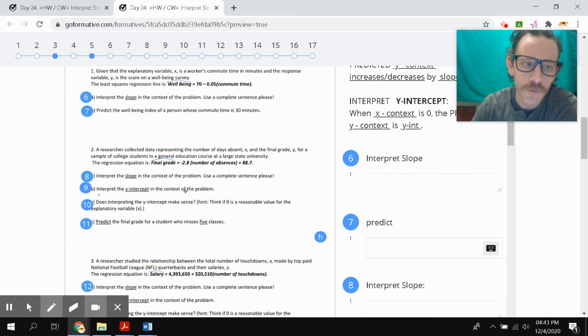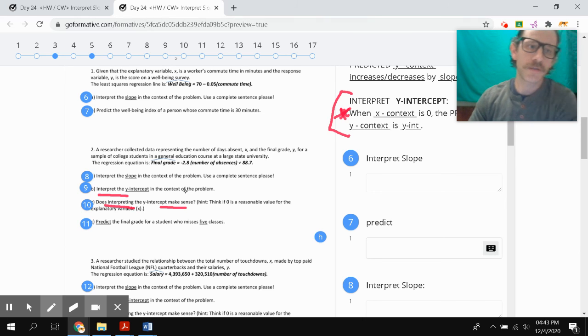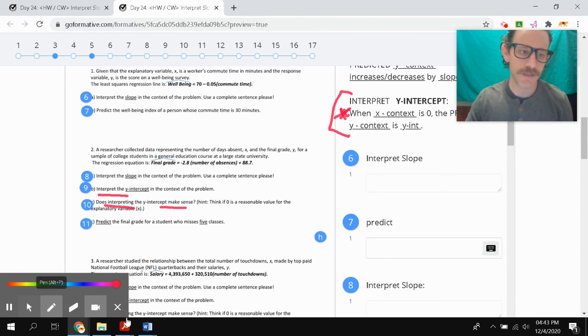So pay attention to that as well and use these frameworks here to help. For number 9, when it says interpret y-intercept, use this right here for your framework. But if you see down here, does it make sense to interpret? That's when we say yes or no. All right. Take care.